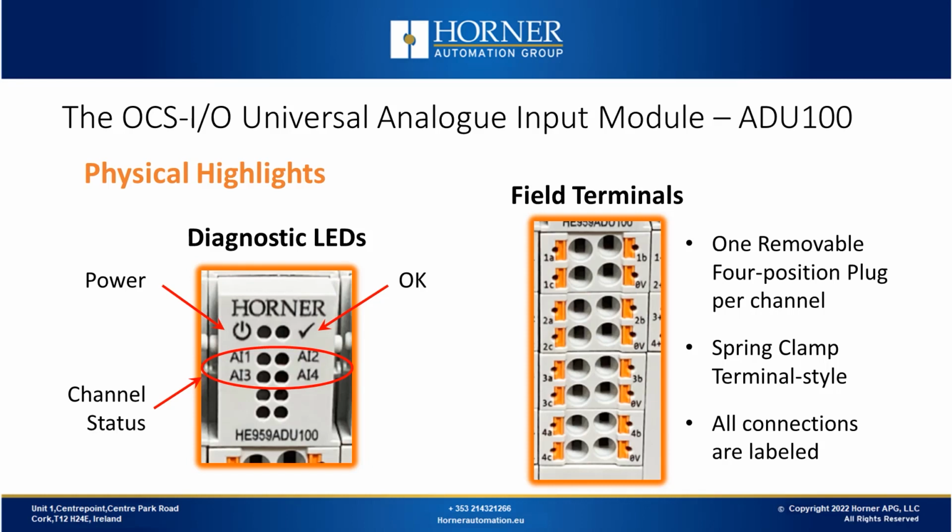Each channel on the ADU100 has 4 terminal connections, an A, B, C, and 0-volt connection. Those plugs are spring clamp style, so wiring can be inserted quickly and they're all removable. And all connections are labelled, which makes it easy to wire properly in the plant or in the shop.